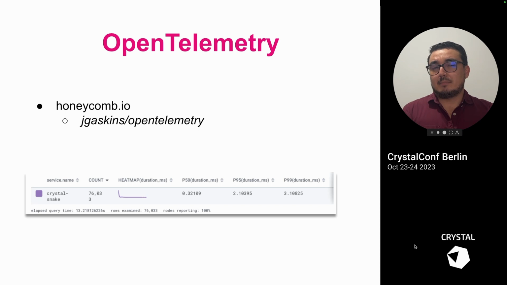With the basic solution I had for the Battlesnake API, in this time frame I found 76,000 HTTP requests. The P50 duration in milliseconds was 0.32. P95 was 2.1, and P99 was 3.1. All these milliseconds, so this is pretty great performance, I would say.